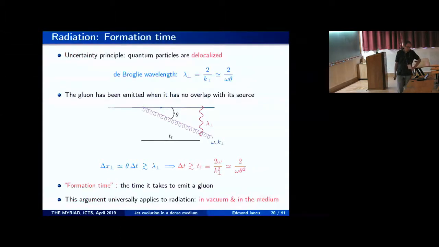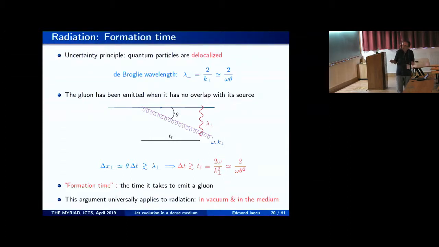So to understand angular ordering, and also for other reasons, it's very important to understand what's called the formation time. A gluon is not emitted instantaneously. In general, a branching process is not instantaneous. In quantum mechanics, there is an uncertainty in the energy of the initial state and the final state, and the difference between these uncertainties defines the typical formation time. And there are many ways to understand formation time from the uncertainty principle. The one I prefer relies on the coherence properties between the emitter and the emitted gluon. So here, the emitter is a quark, and this quark emits a gluon at an angle theta. And the gluon is only emitted at the point where it has no quantum overlap with the quark anymore. So the gluon emission can start, but so long as the gluon remains very close to the quark, it's still a part of the quark system. One cannot speak about it as being emitted.